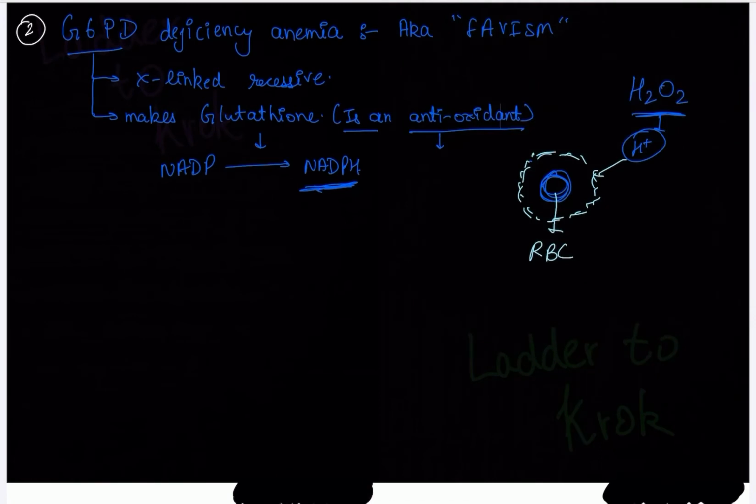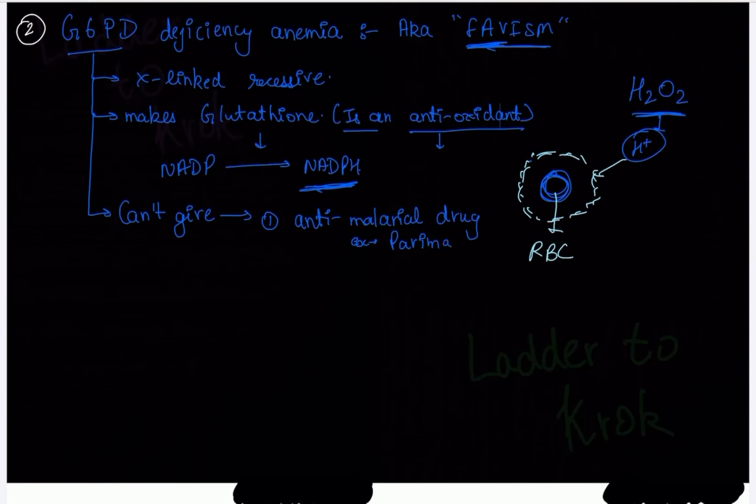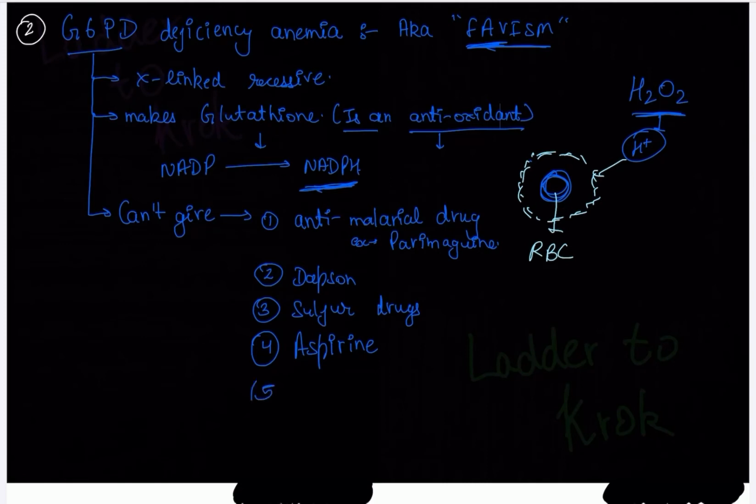In these patients we can't give anything that has free radicals, like fava beans, hence favism. The first thing is anti-malarial drugs. We can't give anti-malarial drugs, for example primaquine, chloroquine and many more. Second is dapsone. These medicines basically contain free radicals, like sulfur-containing drugs. And aspirin, how can we forget aspirin? And fifth is fava beans. Basically, we can't give these patients anything that has free radicals.